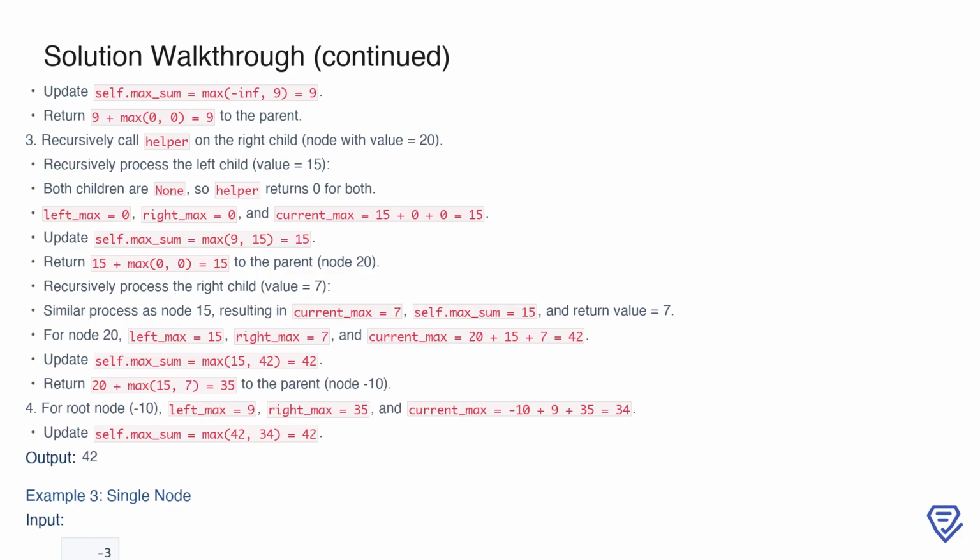At the root, the left child contributes 9, and the right child contributes 35. With the root value, this gives current_max equals -10 plus 9 plus 35 equals 34.